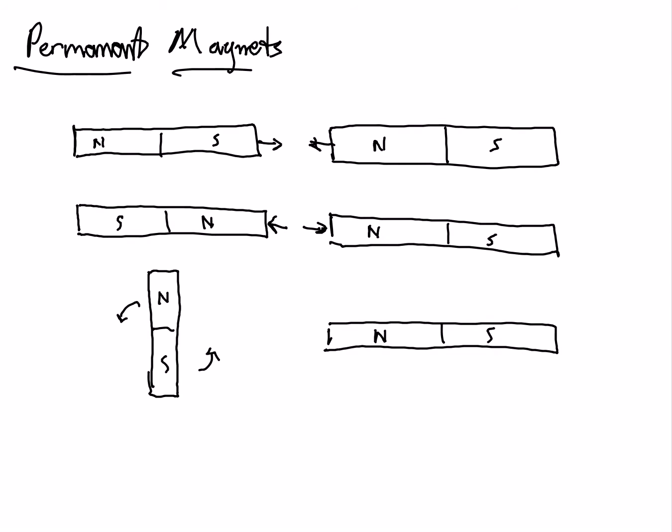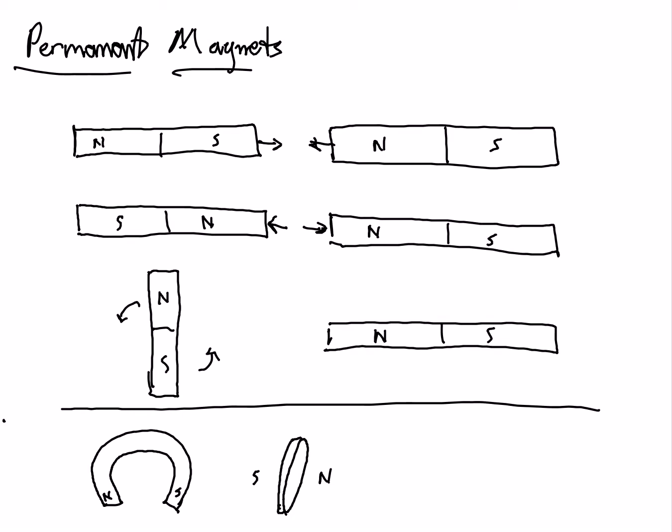And when two magnets are positioned this way, the magnets will exert a torque on each other. Magnets come in lots of different shapes and sizes, such as horseshoe magnets. You can also get very thin magnets, but they always have a north pole and a south pole.